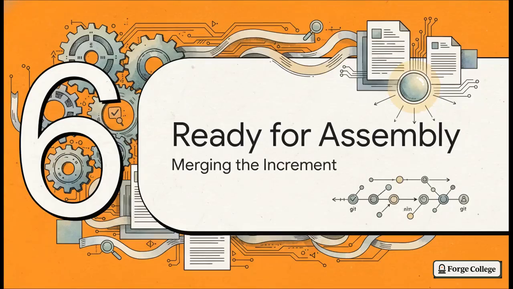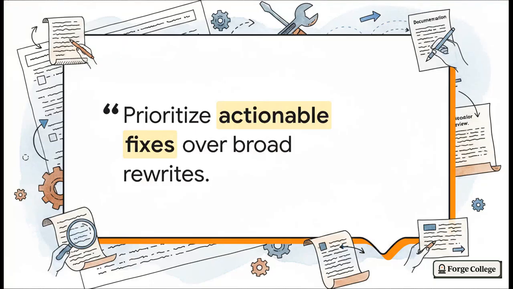Section 6. Ready for assembly. Merging the increment. Finally, we take our audited components and assemble the ultimate capstone artifact. You've triaged it, you've fixed it, and you've proved it with hard evidence. Just remember this golden rule. We aren't writing the next great novel here, we are making targeted engineering adjustments. It is incredibly tempting to read a piece of feedback and suddenly decide to rewrite your entire architecture from scratch. Don't do it. Stick to the scope, address the comments directly, and keep your forward momentum high.